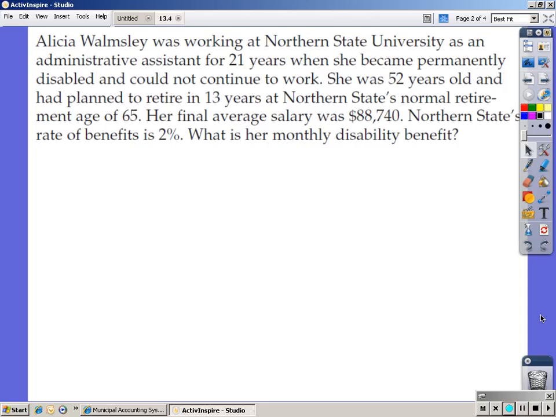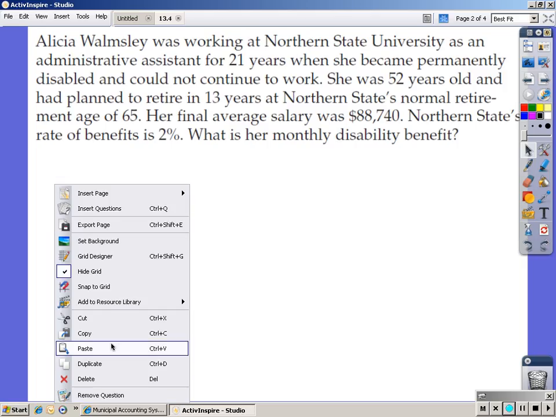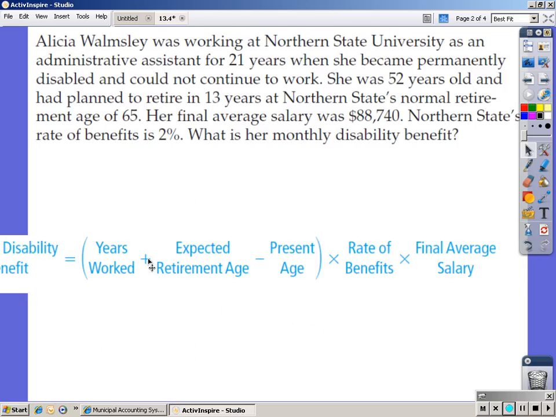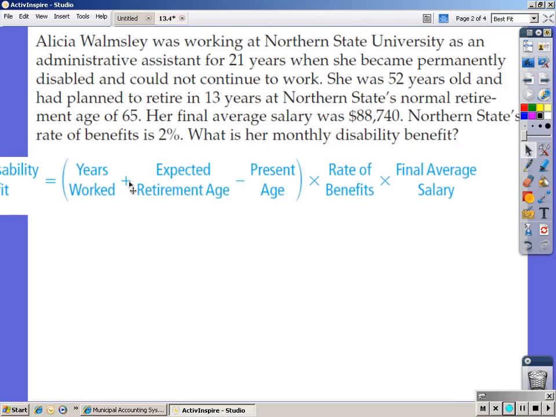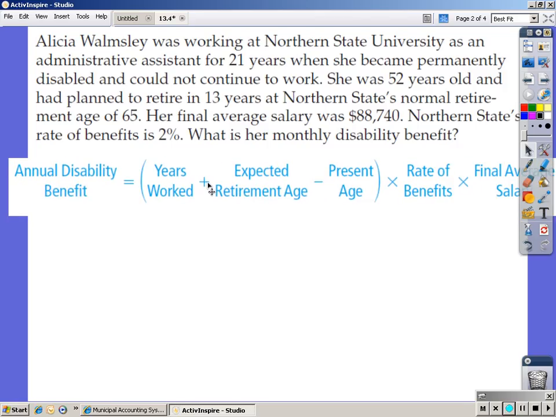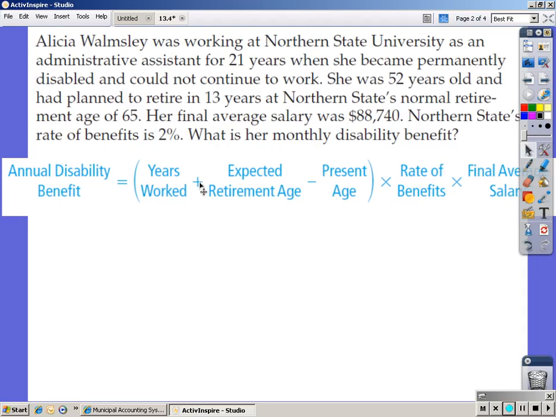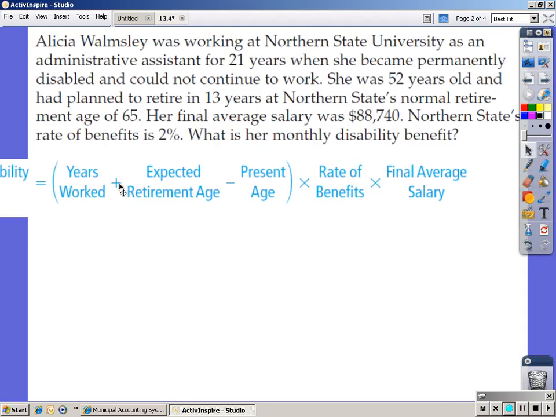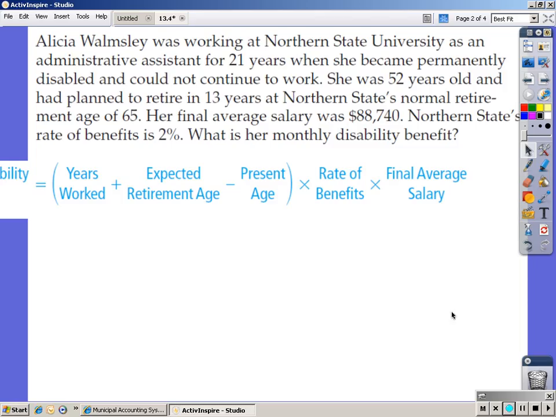Okay. Now, if we just use the formula that we had, this is pretty simple. I'm going to go ahead and copy that formula down here. Okay, and let's just go through, follow along. Now, we're looking for the annual disability benefit with this formula. Okay, so let's find that.